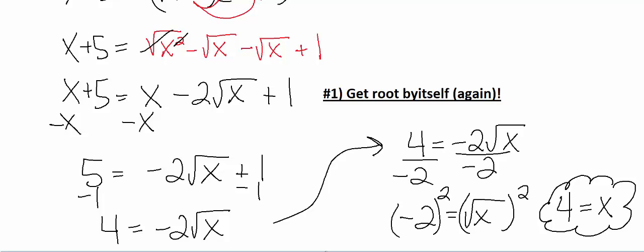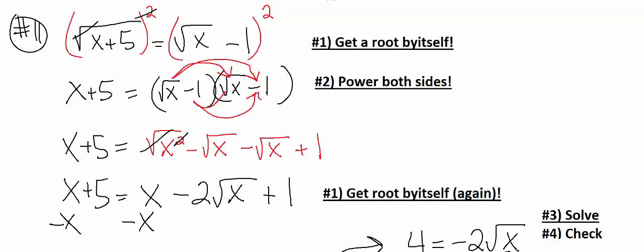Now, don't forget, we've got one last step. We said step 4. Well, step 3 is to solve, which I just did. Step 4 is to check your answer. I do need to go back to the original and plug 4 back in. So let's plug 4 back in here.